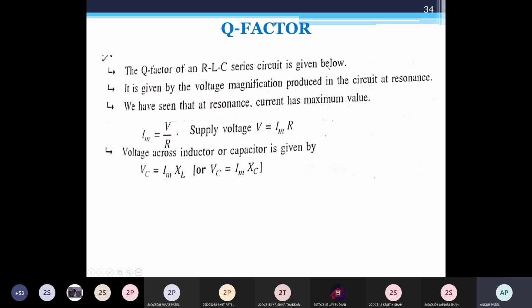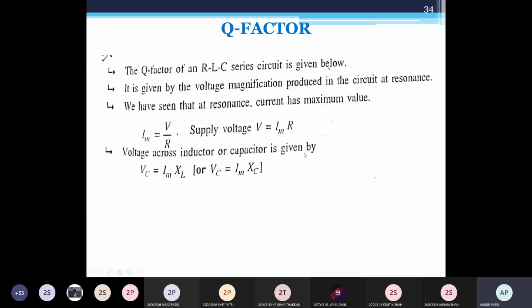Now, the Q factor of resonance in an RLC series circuit. During resonance in an RLC series circuit, voltage magnification occurs. The Q factor of an RLC series circuit is given by the voltage magnification produced in the circuit at resonance. We have seen that at resonance the current has its maximum value, Im equal to V by R. So the supply voltage is V equal to Im into R.